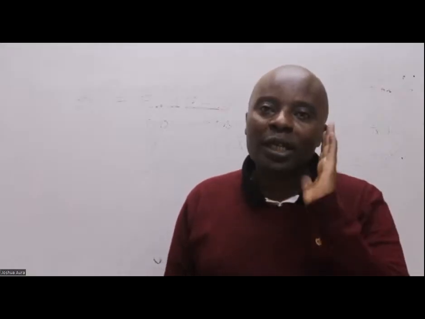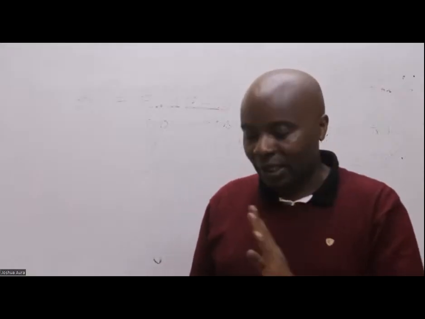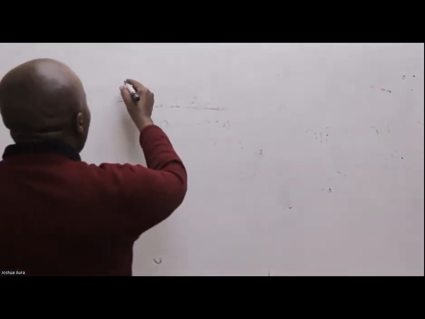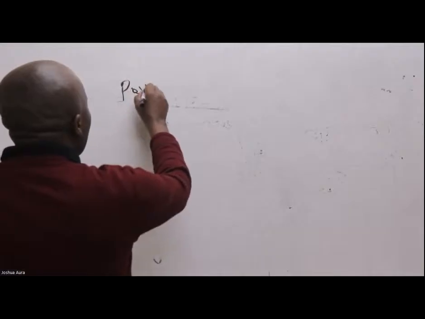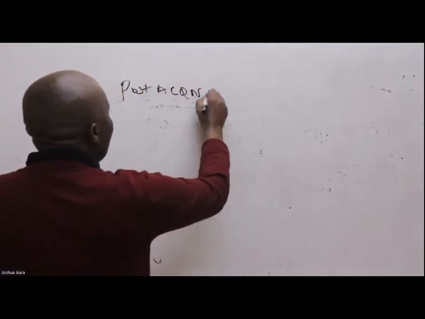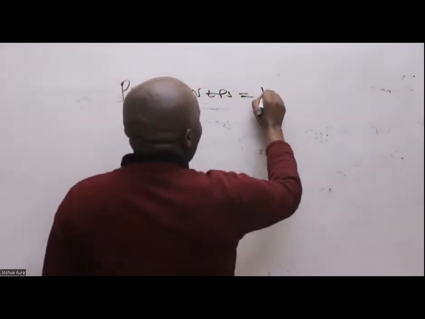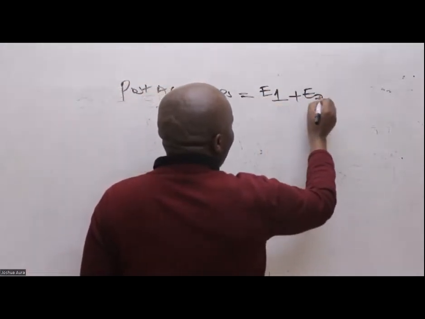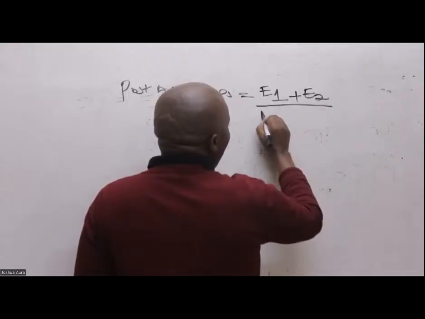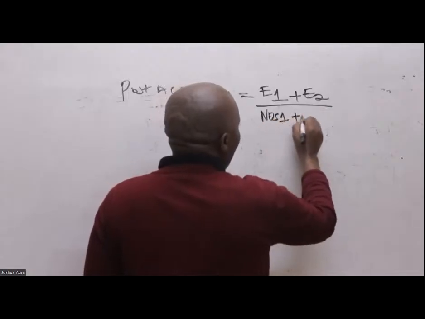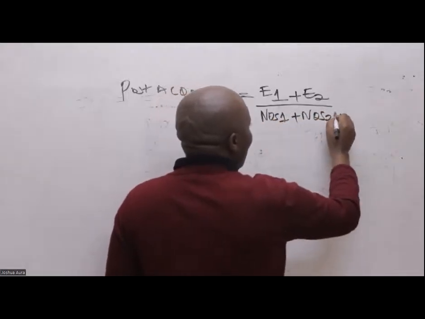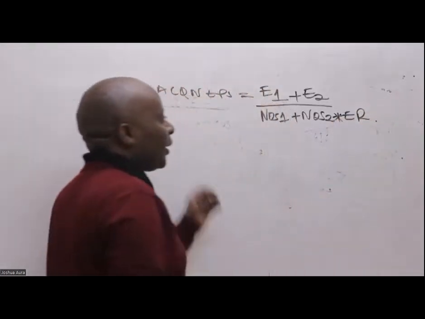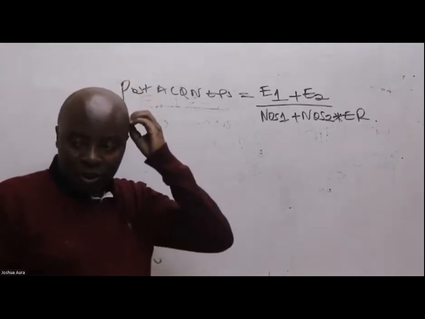After marriage, we expect the earnings to be combined. So what I will do, I will come and write for my examiner that post-acquisition EPS equals earnings of company 1 plus earnings of company 2, all over shares of company 1 plus shares of company 2 multiplied by exchange ratio, like that.